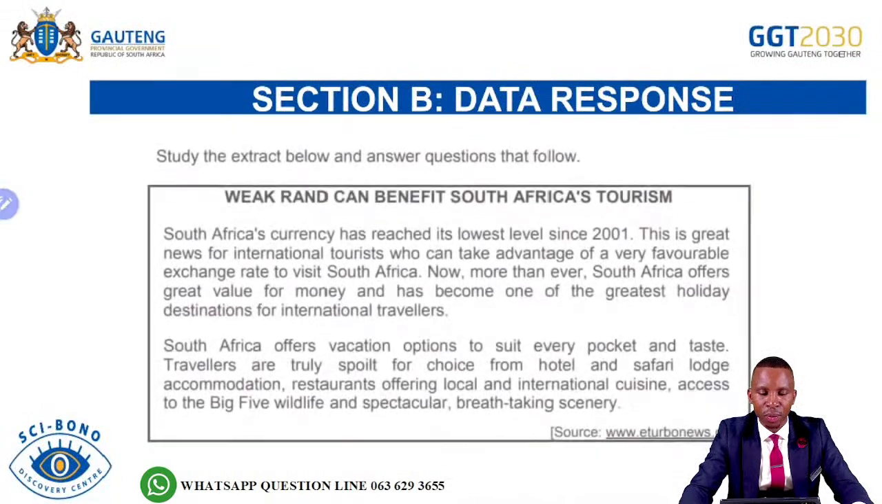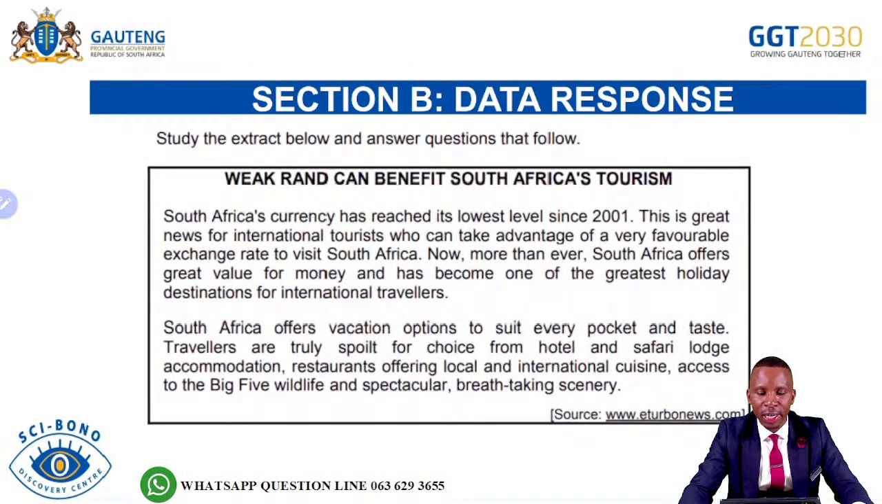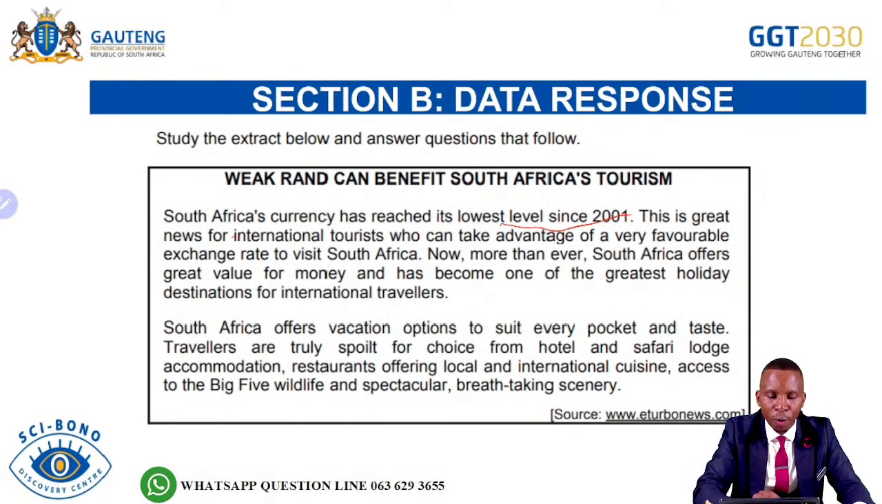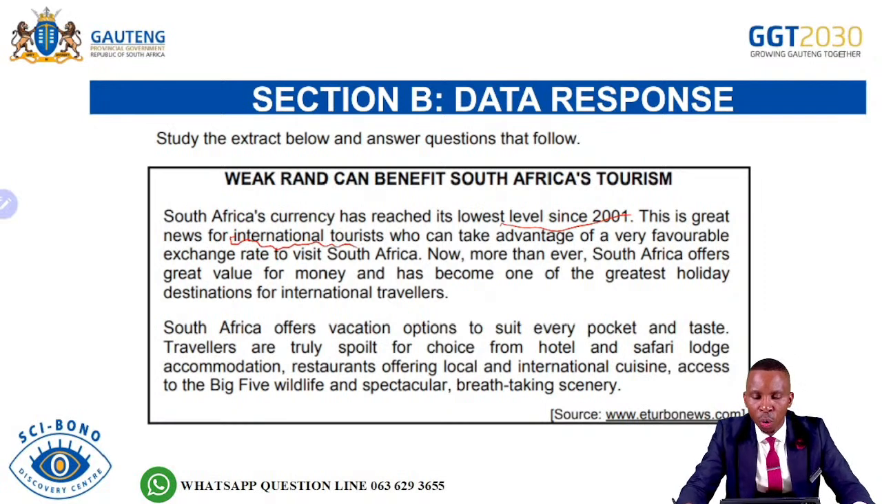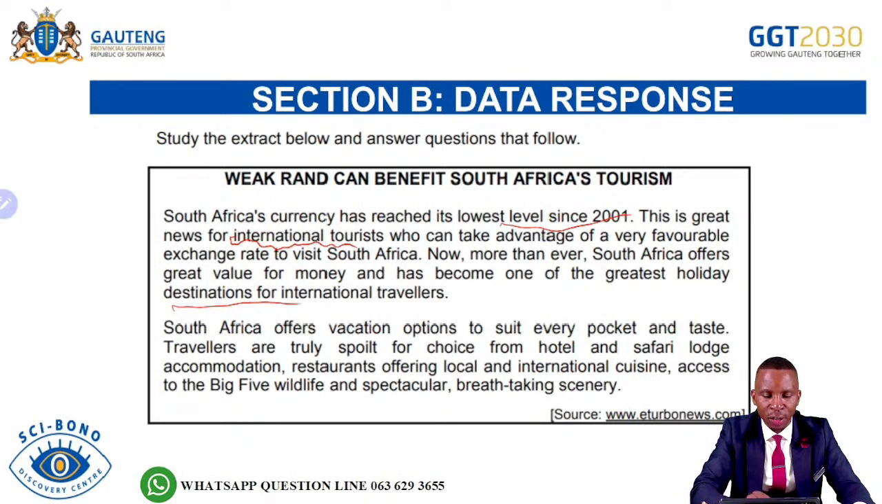And then we continue. The other data response. The weak rand can benefit South Africa's tourism. This is what we were talking about back then when we were talking about international tourism with our depreciated currency. So let's see. South Africa's currency has reached its lowest level since 2001, meaning it has depreciated. This is great news for international tourists. Foreign tourists will be encouraged to tour, as they can take advantage of the very favorable exchange rate to visit South Africa. Now, more than ever, South Africa offers great value for money and has become one of the greatest holiday destinations internationally for travel.